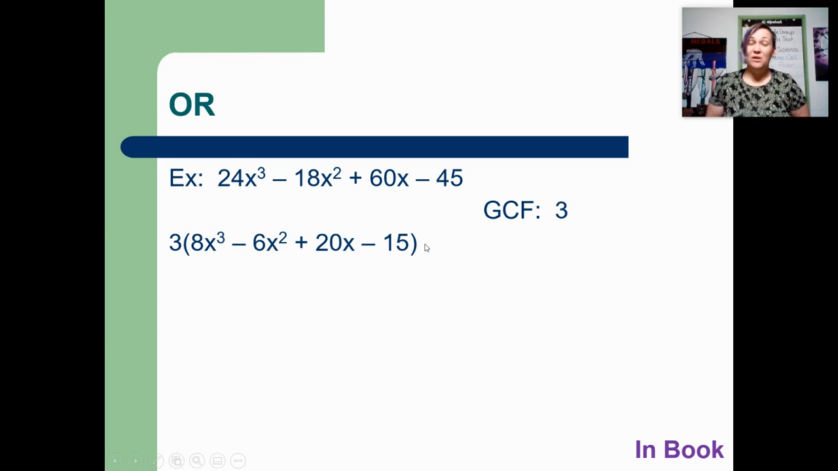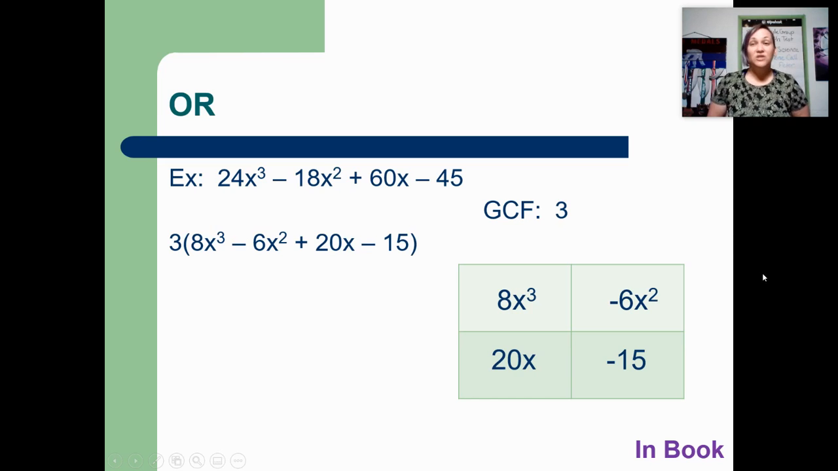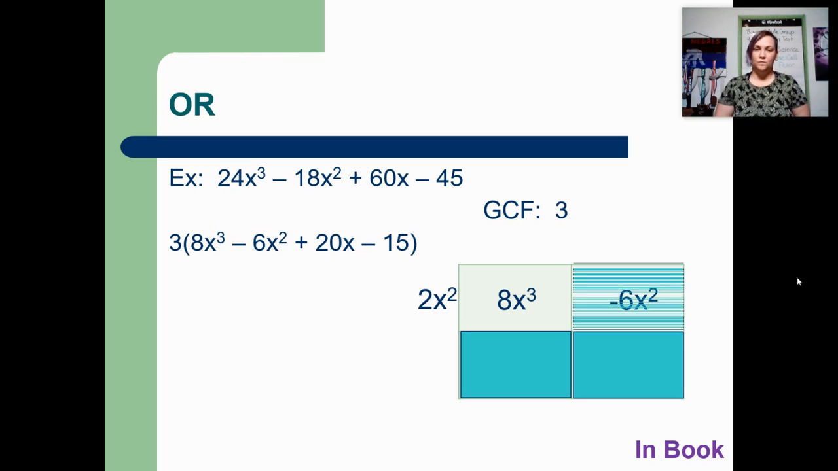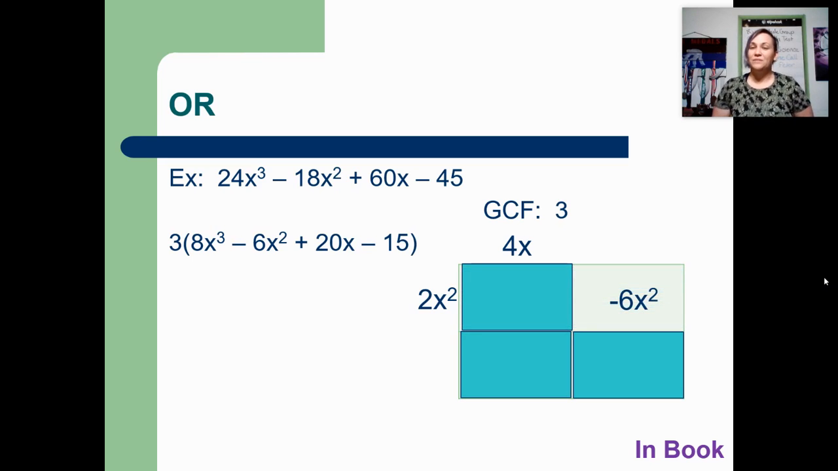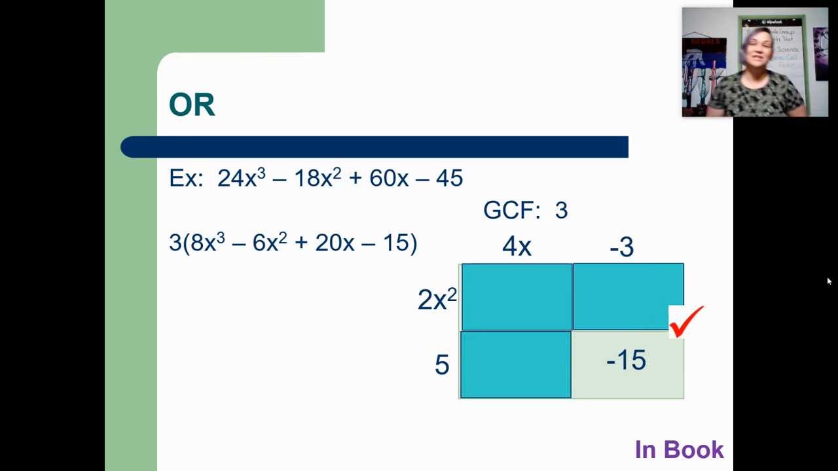Next, we can take our new polynomial, just the inside of the parentheses, and factor that using the box, the same way that we did before. Now again, our numbers are smaller, so we are going to get a different outside, but we should still get the same answer. Starting across the top, I have a GCF of 2x squared. 2 times 4 is 8, and x squared times x is x to the 3rd. 2 times negative 3 is negative 6x squared. 4 times 5 is 20. And 5 times negative 3 is negative 15.